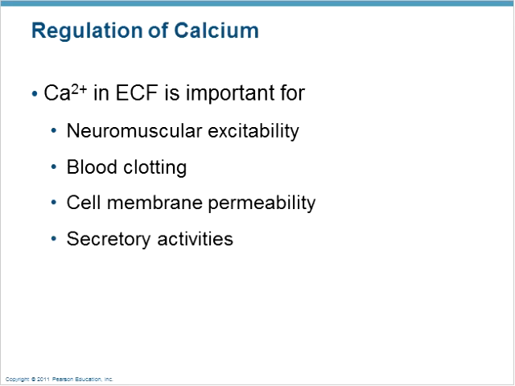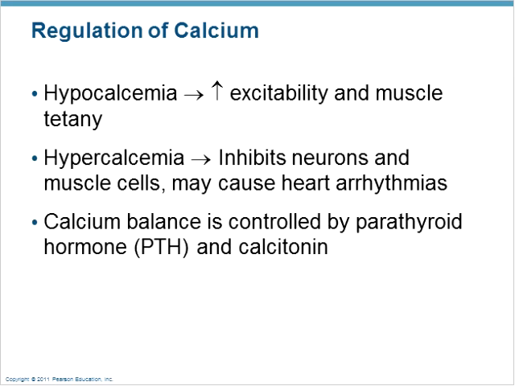We talk about the regulation of calcium. Calcium in the extracellular fluid is important for neuromuscular excitability. We've talked about that before. It's important in the clotting cascade. It's important for cell membrane permeability, and clearly it's involved in secretory activities. Hypocalcemia causes increased excitability and muscle tetany, so the muscles just kind of twitch or hold in spasm. Hypercalcemia inhibits neurons and muscle cells and may cause heart arrhythmias.